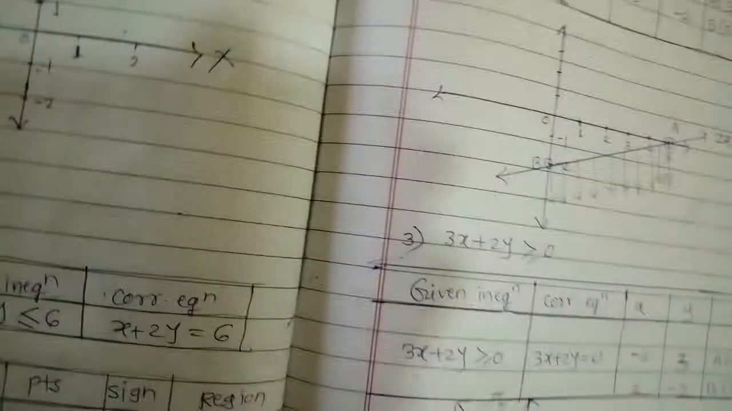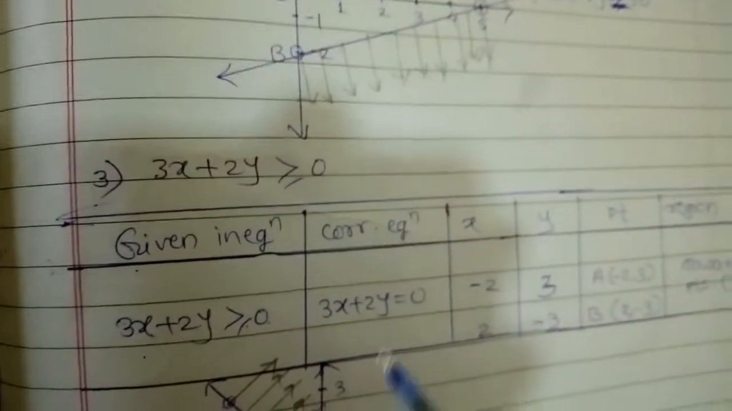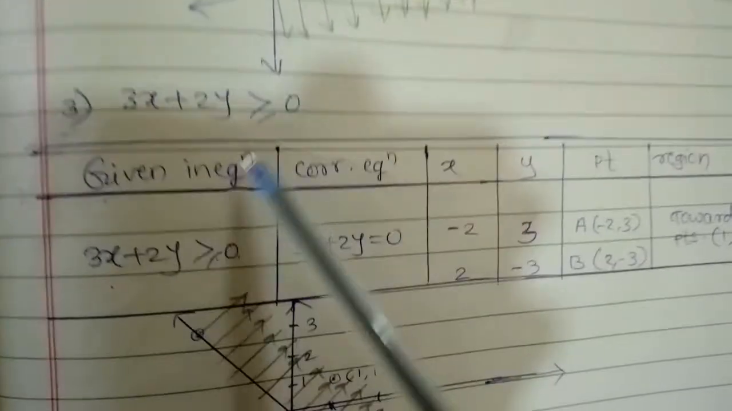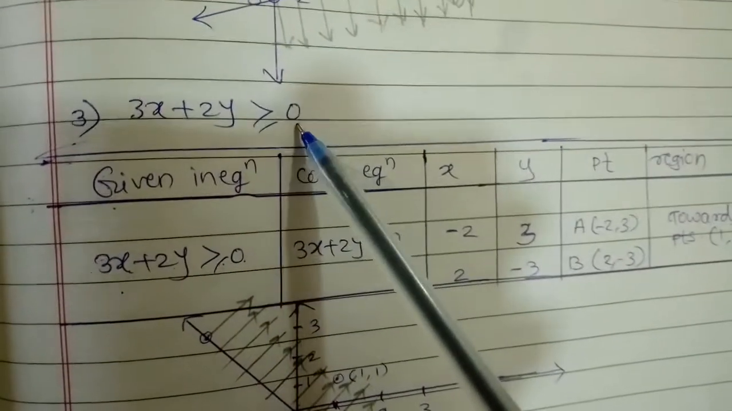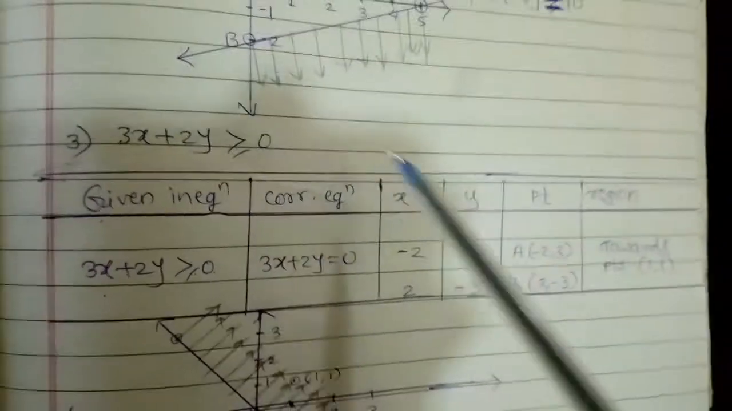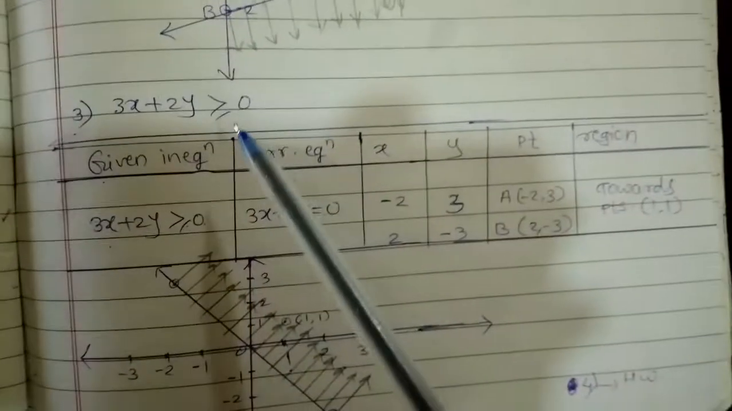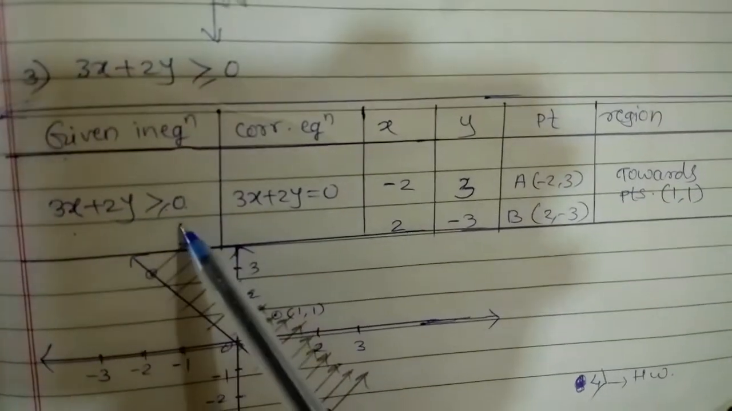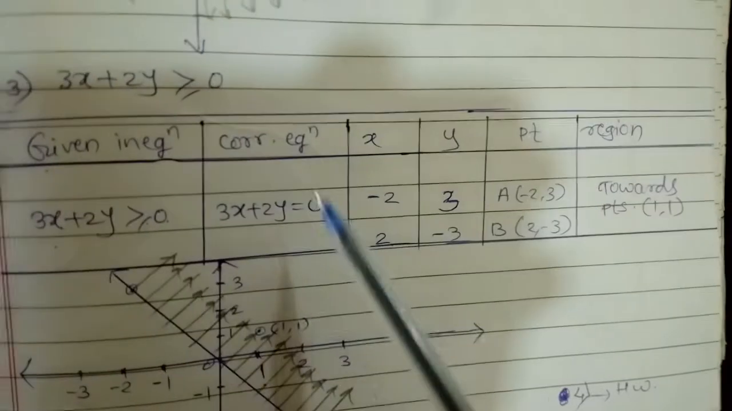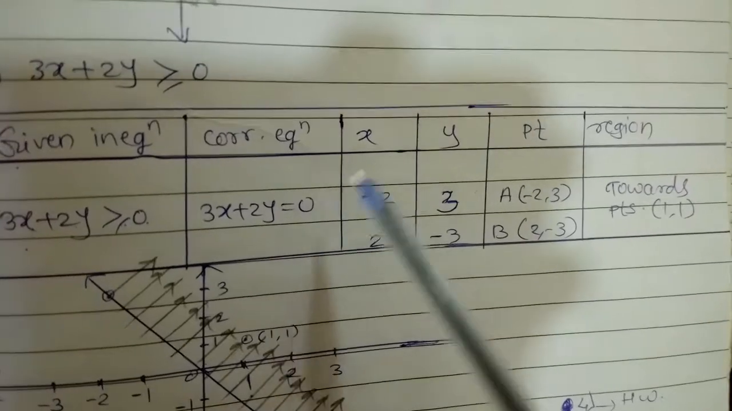Now see the third example. The third example is something different from the first and second, so I solve it here. That is 3x plus 2y is greater than or equal to 0. Now in this example there is a 0, so there is some problem. So how to solve this one? The given inequation is 3x plus 2y greater than or equal to 0, so we draw the corresponding equation here.